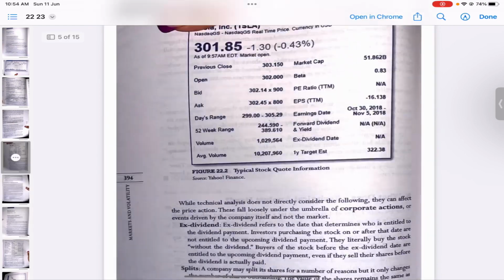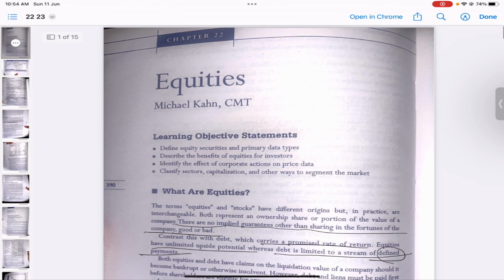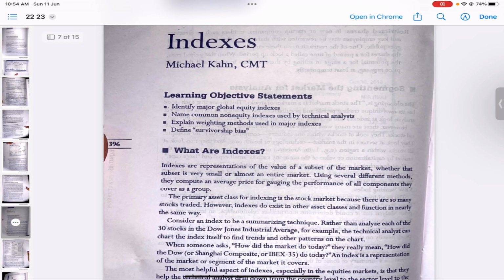So that's it with my chapter on equities. I hope you understood this chapter. In the next video we'll be starting with indexes.